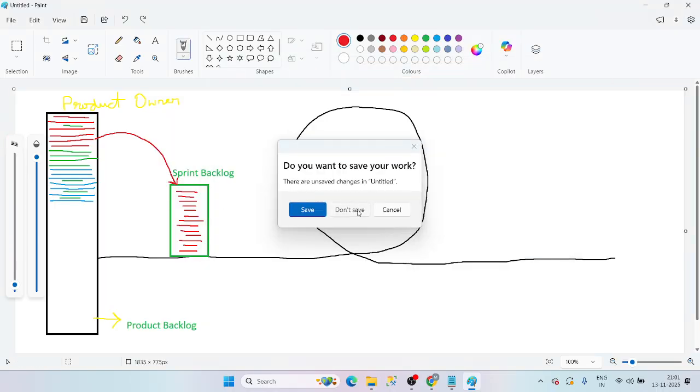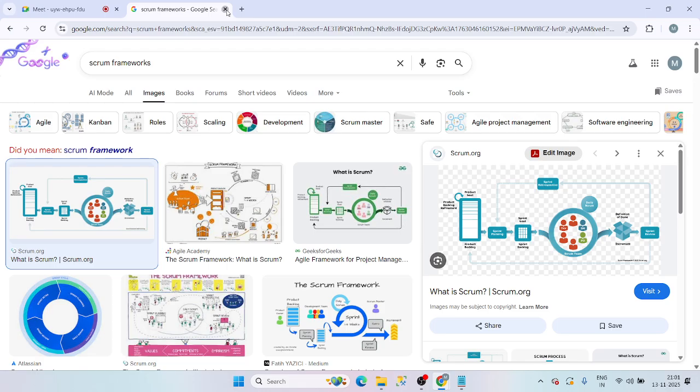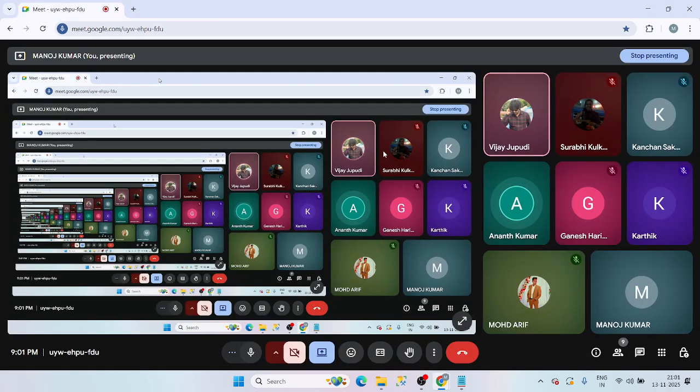Kanchan, any doubts? Manoj, clear. Vijay? Okay, Surabhi?